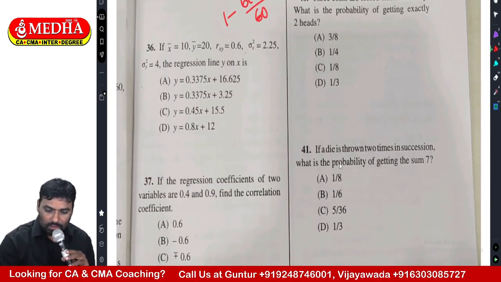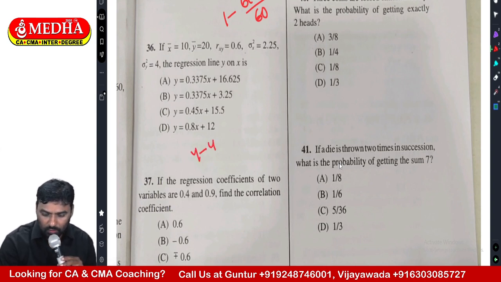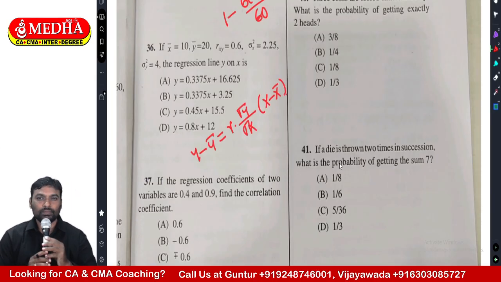The next one is problem number 36. This is also regression. Here we use this formula: y minus y bar is equal to r into sigma y by sigma x into x minus x bar. Here all the values are given, like the x bar value, y bar value, r value, sigma y value and sigma x value.